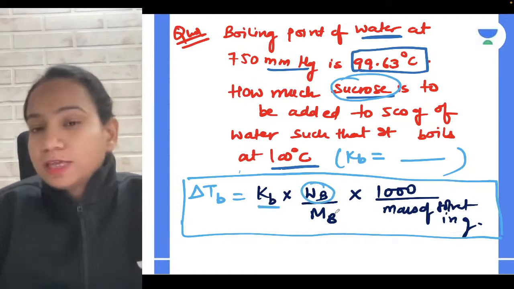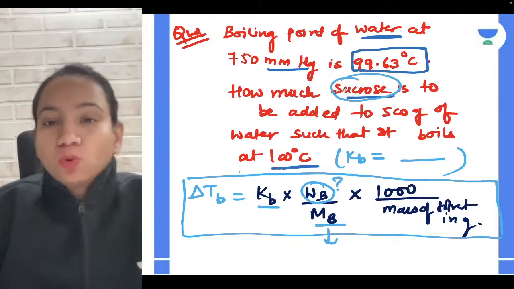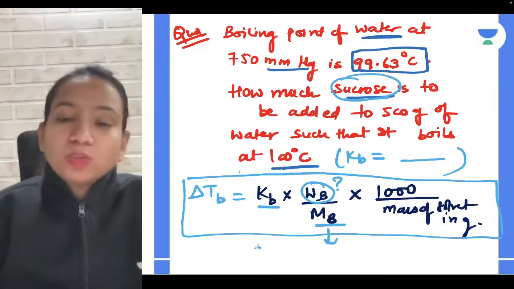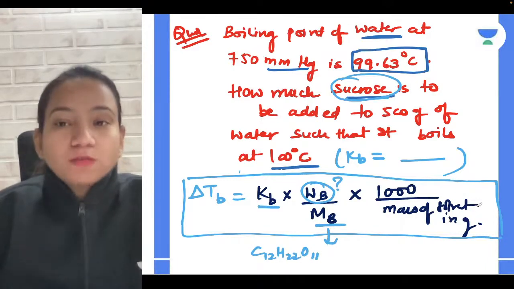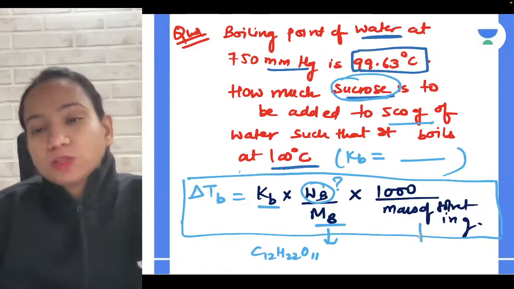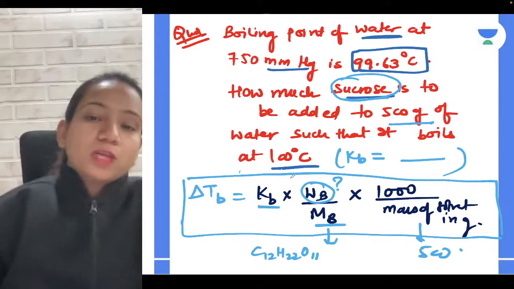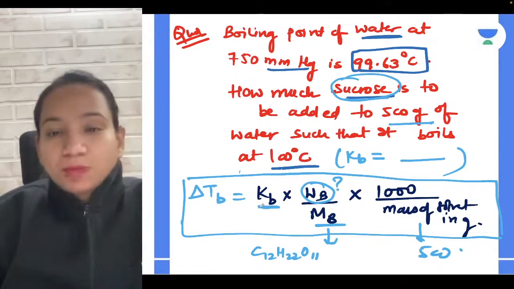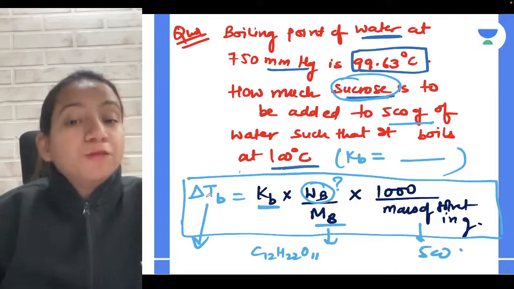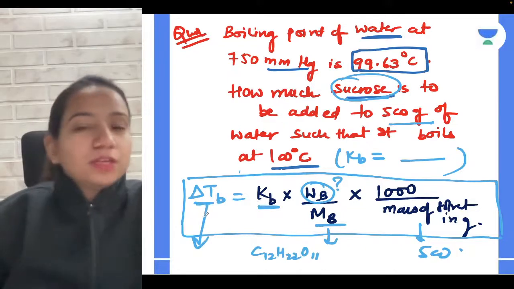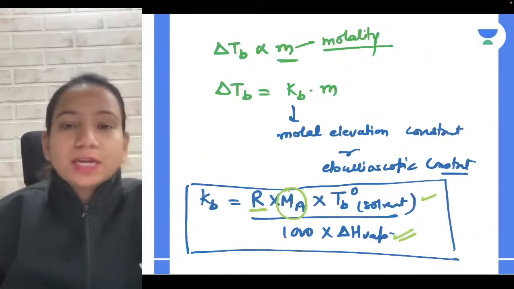Then WB, yes, I have to calculate. MB of sucrose, how much sucrose is to be added. So what is sucrose? C12H22O11. The mass of solvent is 500 grams of water, so this is given as 500. So I have to calculate WB. KB is given, but before that, can I calculate delta TB? Yes, we can calculate that.